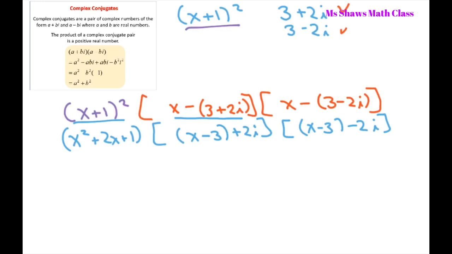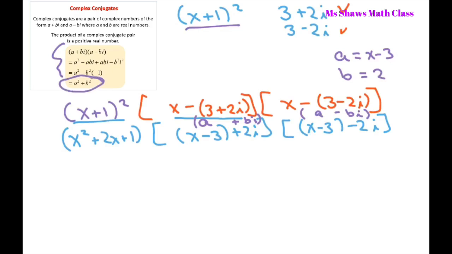So basically what I did is I wrote this as a plus bi. That's what we have here. And this one's going to be times a minus bi. In this case, our a is x minus 3, and our b is 2. And then I'm just going to follow this here and use the fact that a plus bi times a minus bi equals a squared plus b squared. So let's write that out.